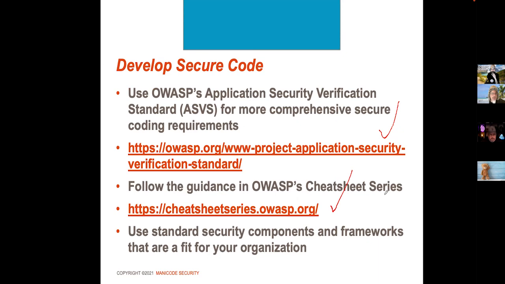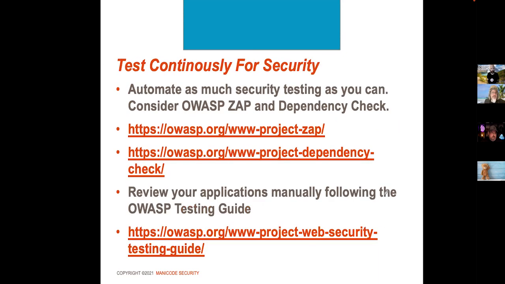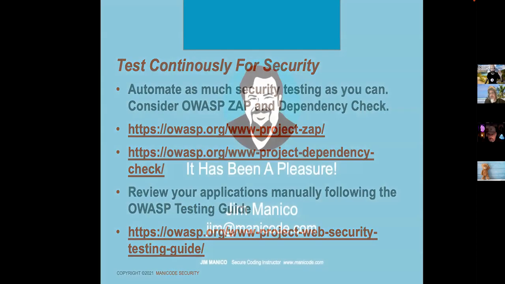Any questions, let me know. That's a living encyclopedia of secure coding knowledge. Last but not least, we've got ZAP and Dependency-Check, which are open source tools from the OWASP Foundation to help you test your own apps for security issues. And there's our Testing Guide for pen testers.